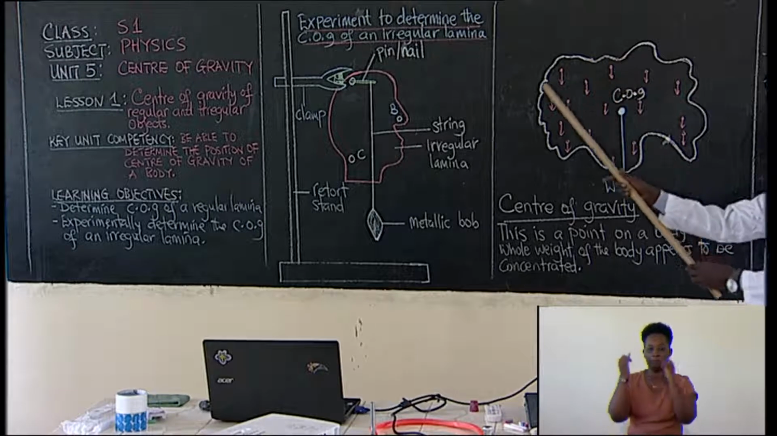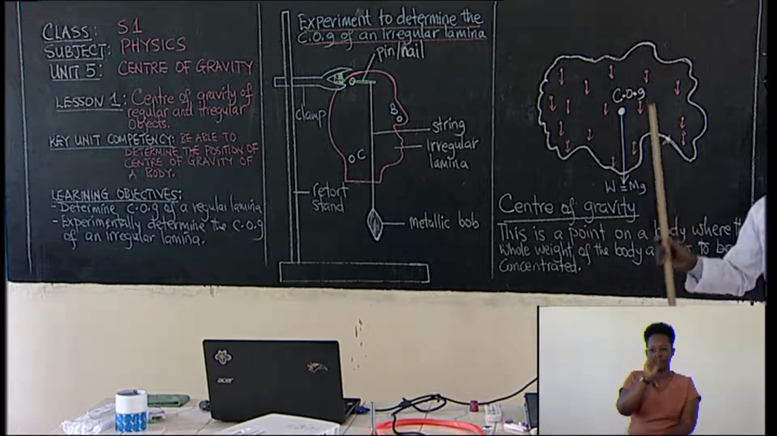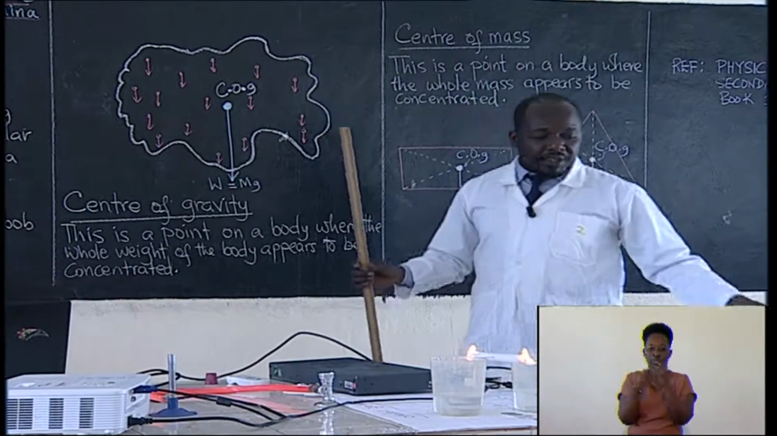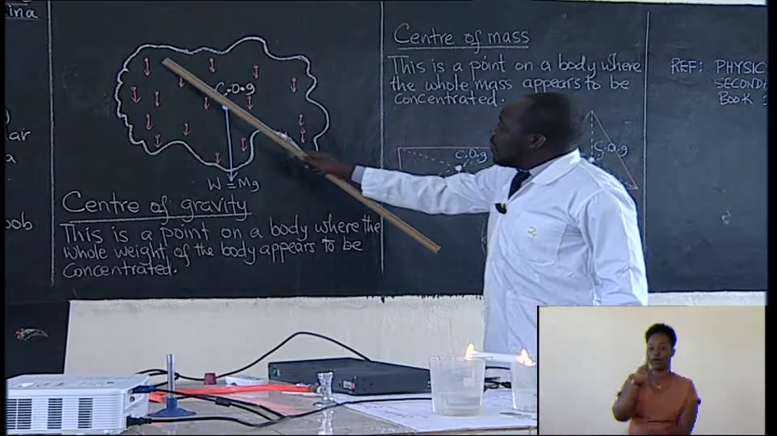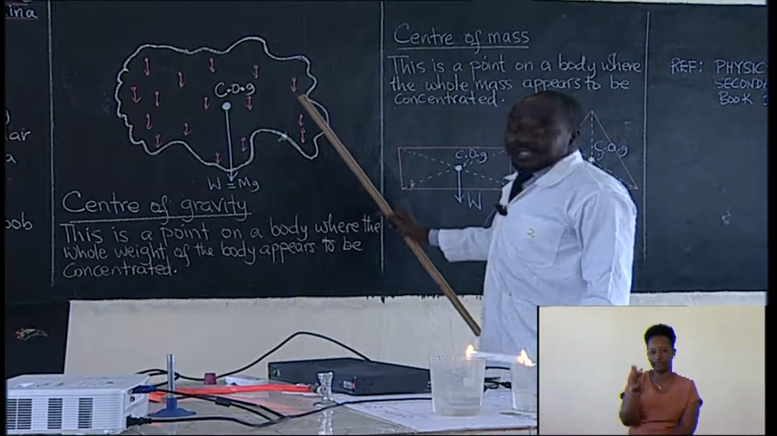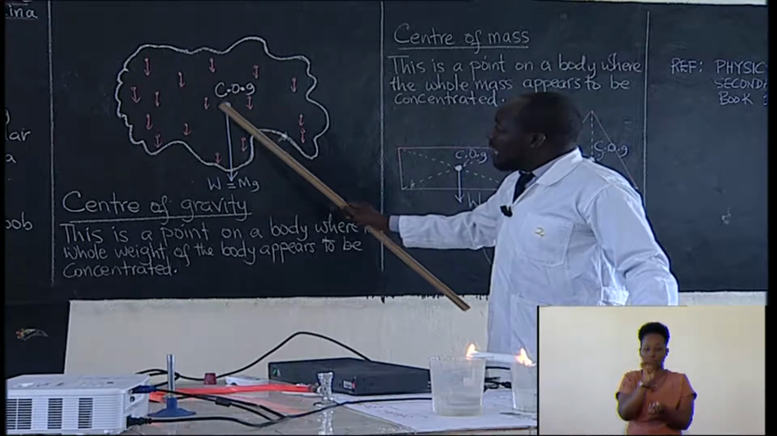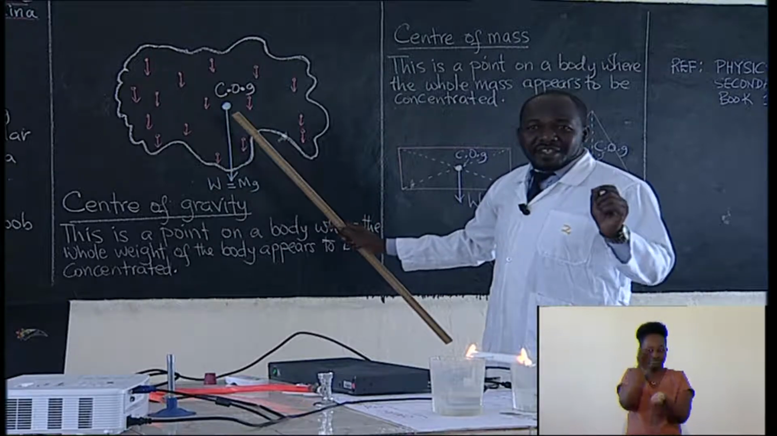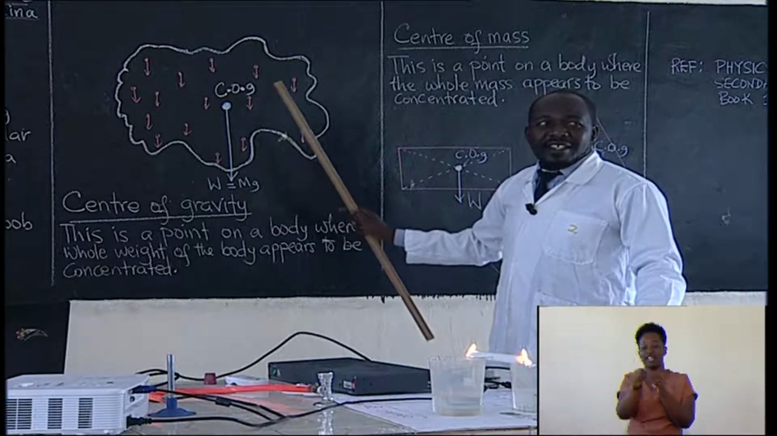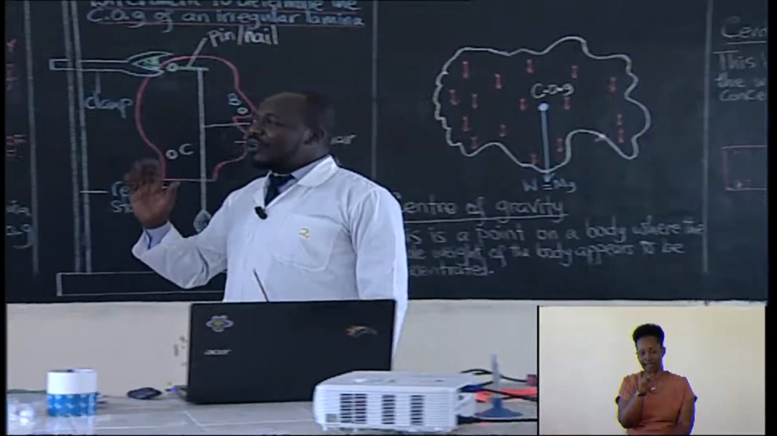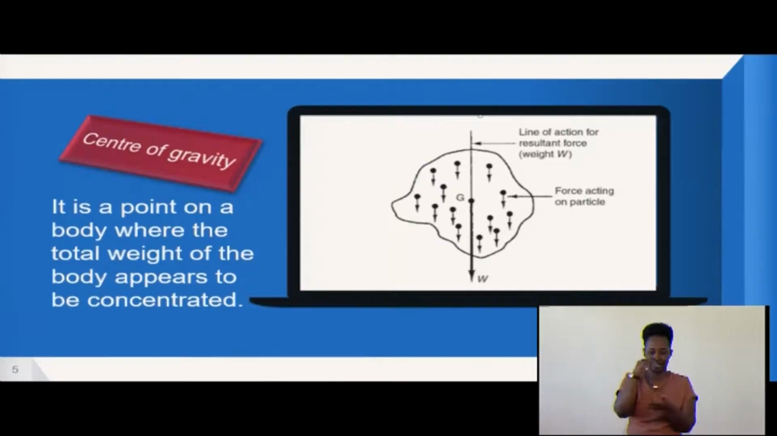If you join me here also on the board, you have got a lamina. A lamina is any object, like it could be a cardboard. A cardboard like this is a lamina. So these are the individual particles. As you can see, each one has got a what? A weight. But the total weight, the resultant weight, will appear to be acting from a certain point. And that point there is what is referred to as the center of gravity. So that is what we mean by center of gravity. It is a point on a body where the total weight of the body appears to be concentrated.